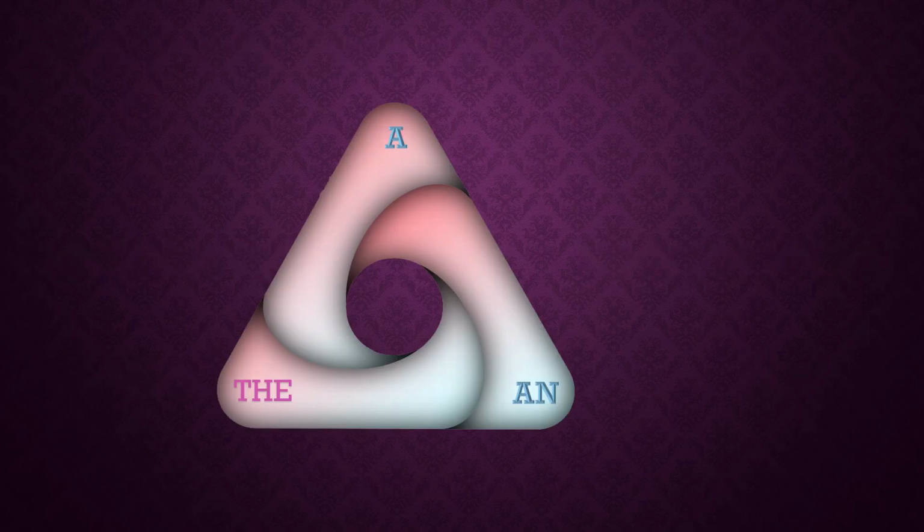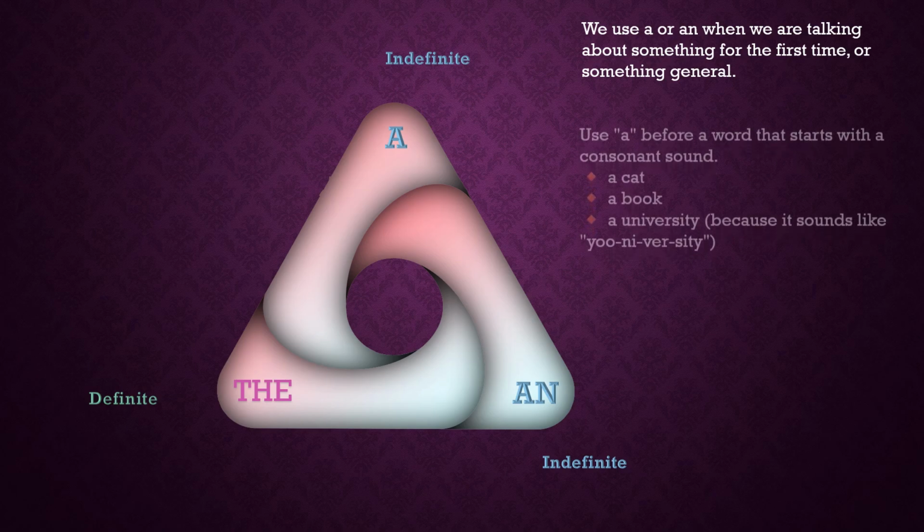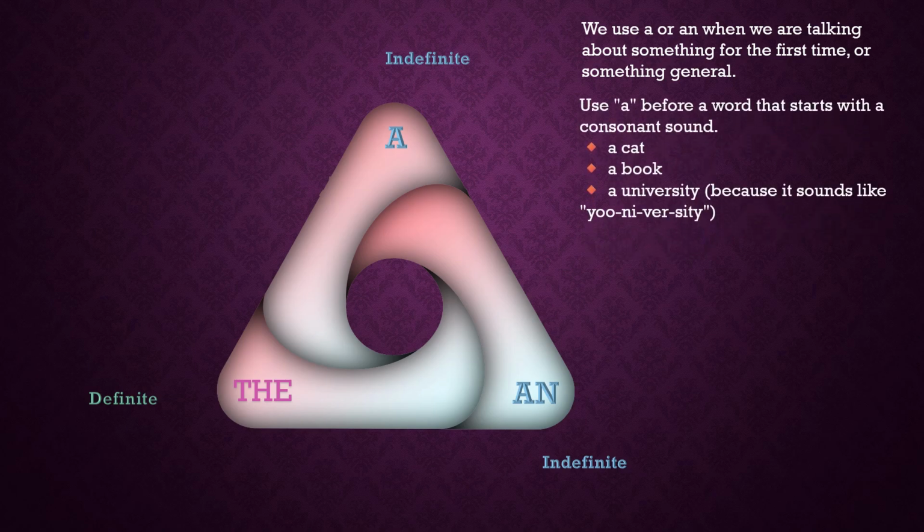So first of all, let us look at the two indefinite articles, a and an. We use a or an when we are talking about something for the first time or something general. Use a before a word that starts with a consonant sound. Remember, a consonant sound. The sound of the word should be a consonant. Some examples are a cat, a book, a university. Now, as you can hear, university starts with a "yoo" sound.